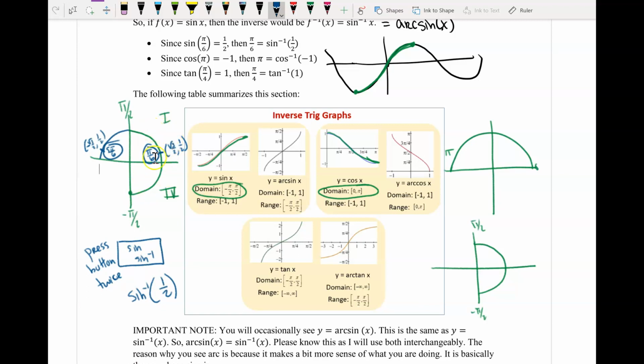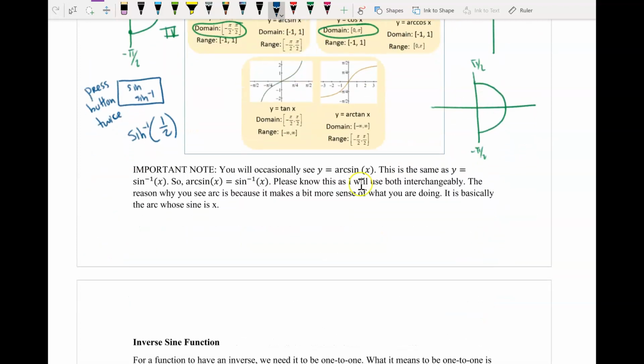However, the calculator is only going to give you one solution, which is the pi over 6, because of this restriction. So later on when we solve equations, we will have to do some other things because our calculator will only give us one solution. So just keep in mind the restrictions. This is just talking about the arc sine, and why they call them arc.